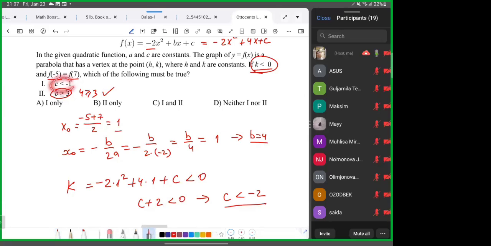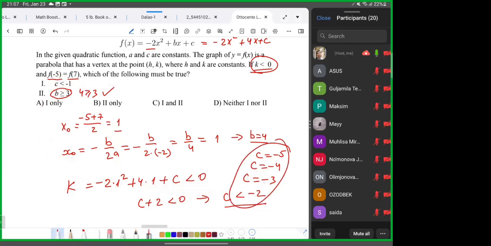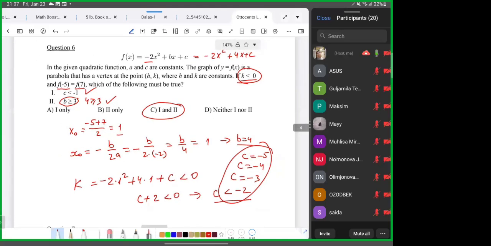It says c is less than -1. But c can be less than -2, so let's check. C can be -3, C can be -4, C can be -5, etc. Any number. When you check this, -3 is less than -1, -4 correct, -5 correct. All of them are correct. That's why this is also correct. In this question, the first and second statements are true.